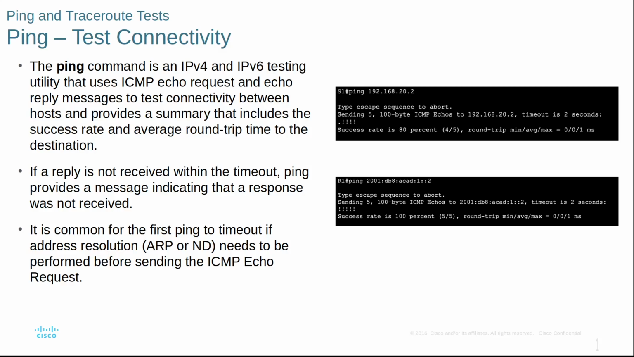Here's an example of the ping command with both IPv4 and IPv6. If you receive a response, then you know you're good, right? Sometimes that first one will time out because it takes time for ARP. It's pretty common. The amount of time it takes for ARP makes ping time out. But usually only one or two packets. If it's timing out a lot, you got something else going on.